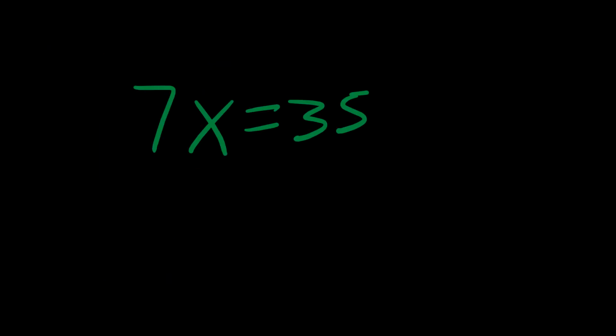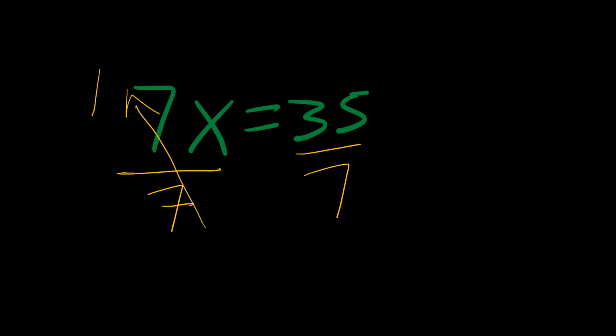So now we have 7x equals 35. Pause, take a break, see if you can figure this one out. Alrighty, and if you guessed it, we're going to divide both sides by 7. Right, so 7 divided by 7, this is just going to go to 1, or just x. And 35 divided by 7 is 5.